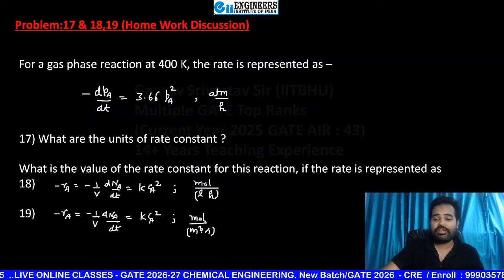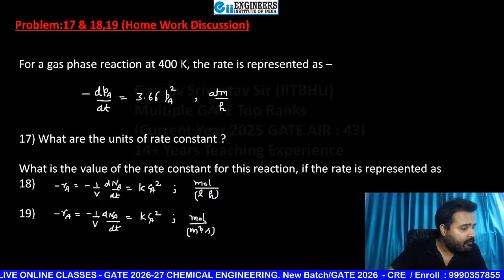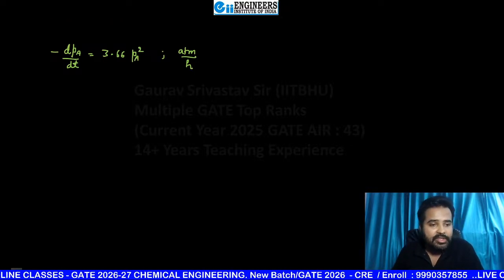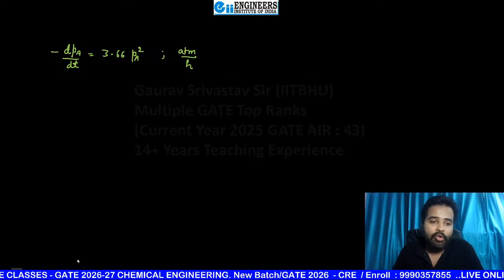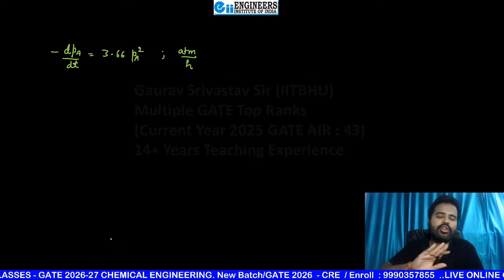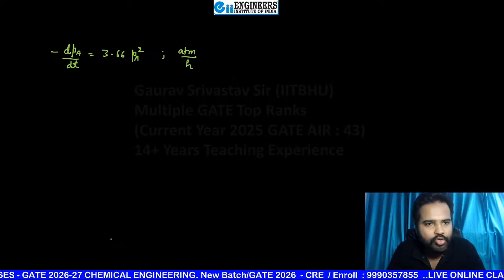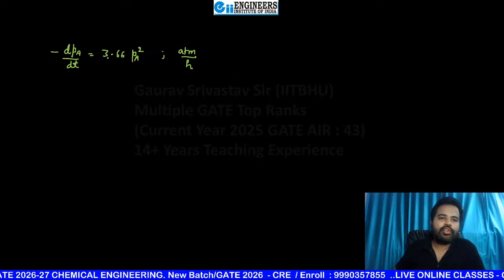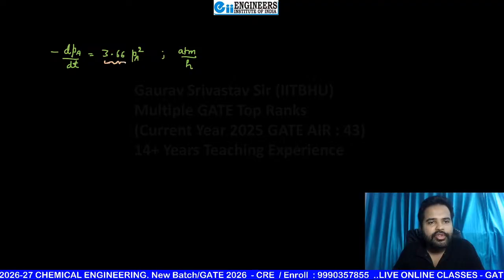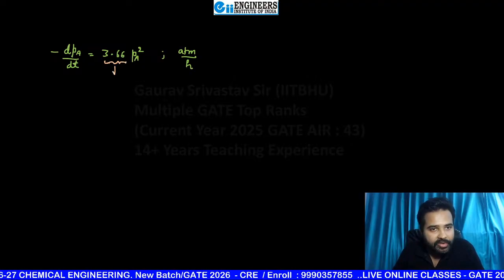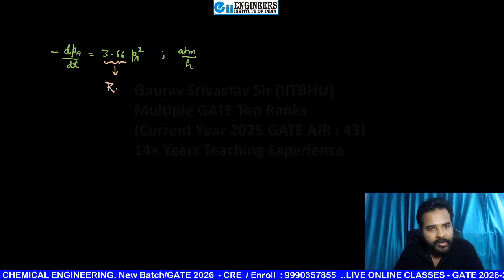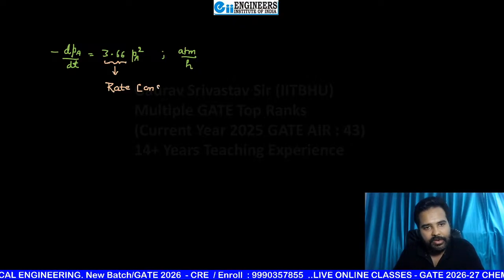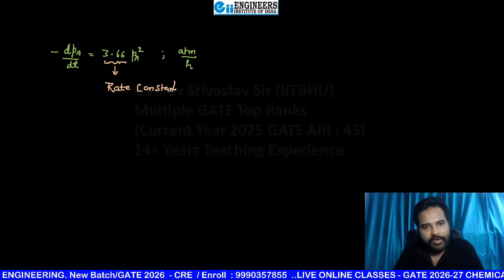Now please tell me, beta. atm inverse hour inverse, Divyansh. Now you remember I told you how to write units by the conventional or general method. Here, what is the rate constant? 3.66 is our rate constant.